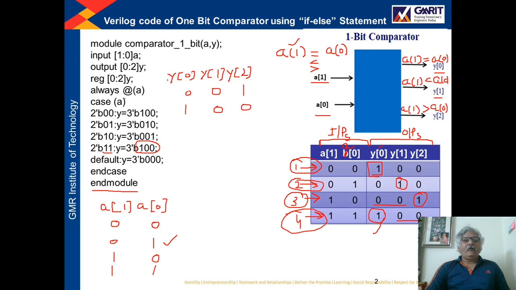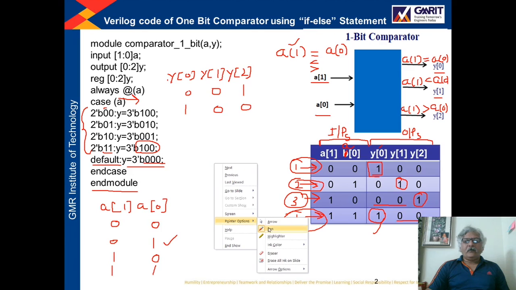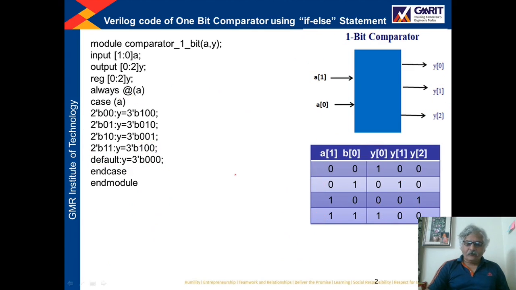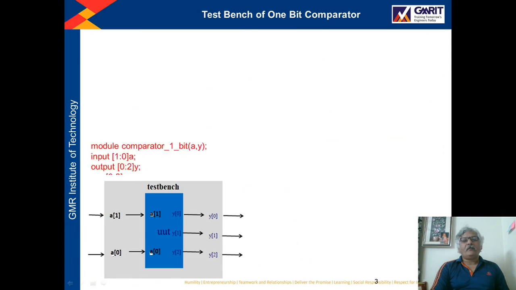And if the value of this expression A is other than these four values, meaning 00, 01, 10, 11, then the default condition will be executed. In the default case, y will be 0 0 0. All the outputs will be 0. So this is the Verilog code of the 1-bit comparator.